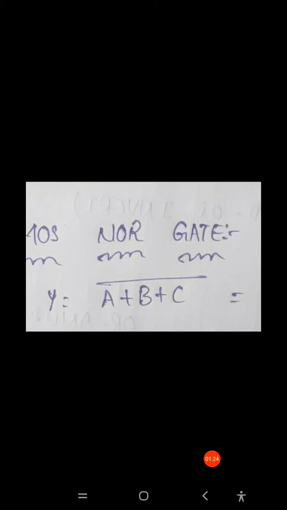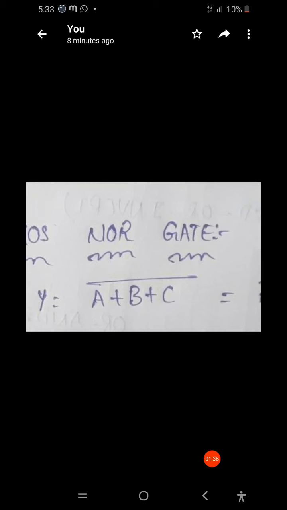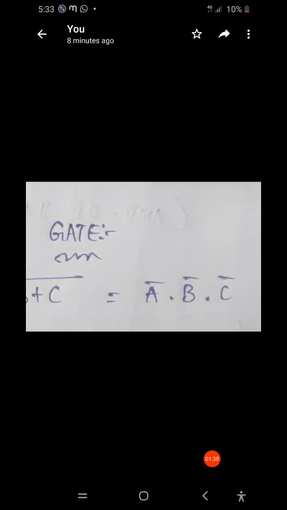So by using De Morgan's theorem, what the De Morgan's theorem states: (a plus b) whole bar equals a bar dot b bar. Here I am using De Morgan's theorem, writing it as a bar dot b bar dot c bar. So all are the complements here, a bar, b bar, c bar, right? So it is nothing but an inverter, right? So a bar, b bar, c bar, it is an inverter gate.